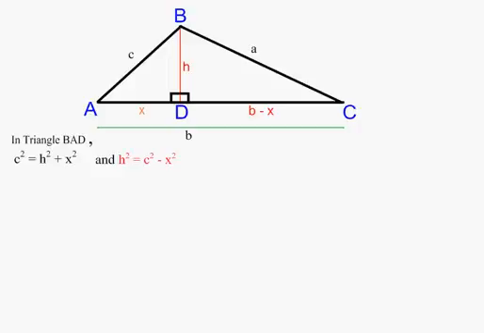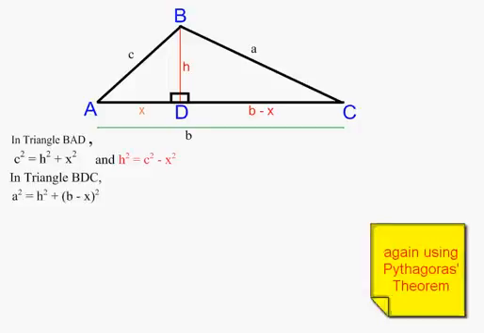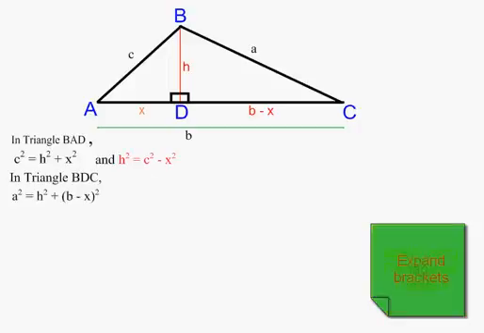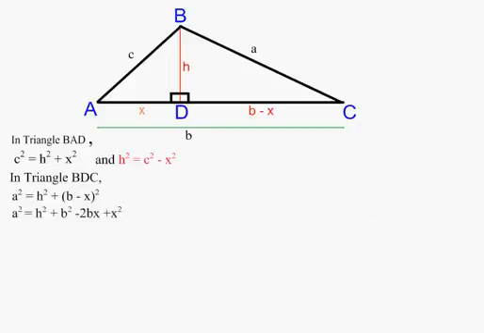Now let's go on to triangle BDC. Again, using Pythagoras' theorem, we can see now that a squared is equal to h squared plus (b minus x) all squared. We'll carry on doing the algebra, meaning we'll expand the brackets, and that will give us h squared plus b squared minus 2bx plus x squared.